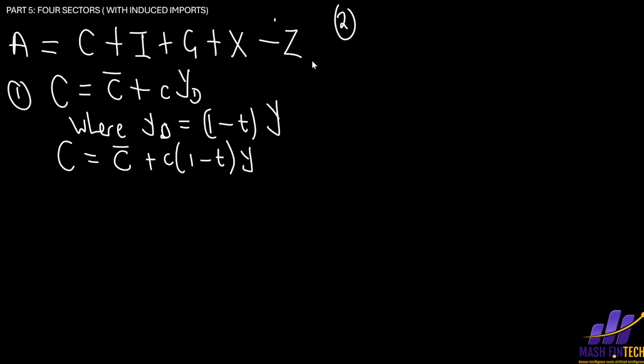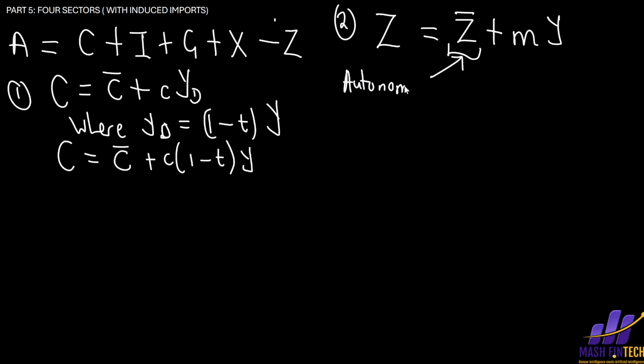So our imports are going to be autonomous, plus they are going to depend on the level of income. This is very similar to the consumption function, where this first part are autonomous imports. These are autonomous imports. And then this second part is induced imports. These are induced imports.